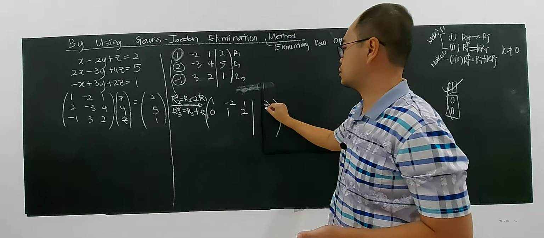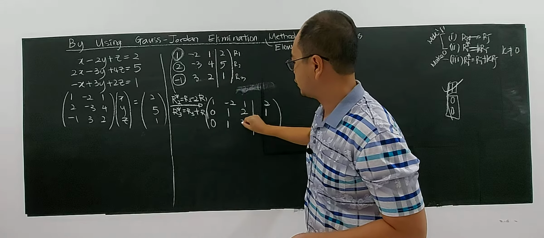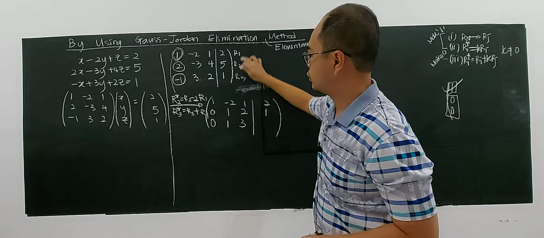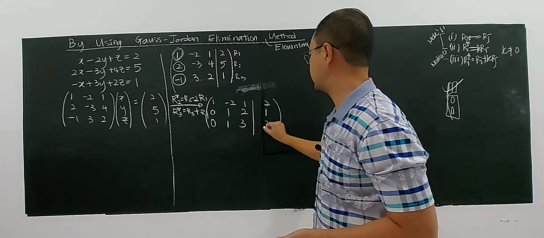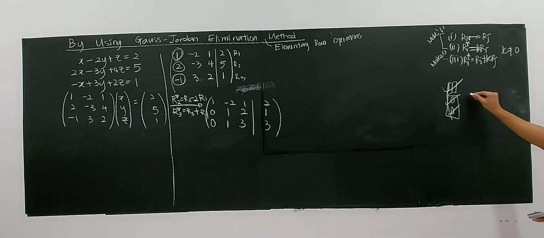So I have completed that. Now go for row 3 and row 1. So you just add up. -1 plus 1 definitely becomes 0. 3 plus -2, you have 1. Now 2 plus 1, you have 3. So row 3 plus row 1, you have 3. Okay, you have completed step 2. You have become 0. So now go for step 3.